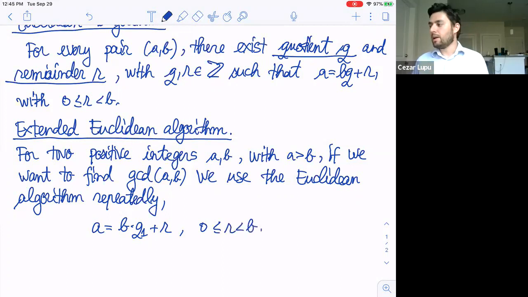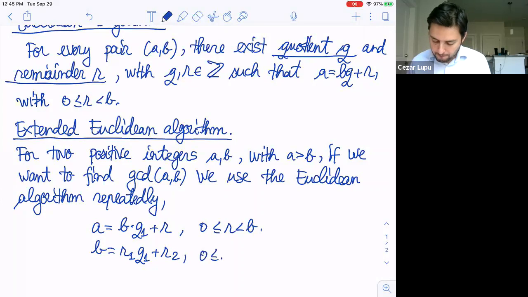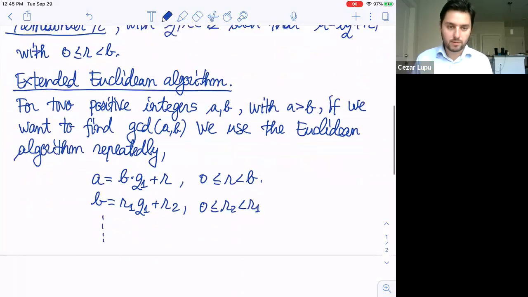Less than B, right? And now I'm going to repeat this. So I'm going to take B and apply the division algorithm to this. So this will be R1 times Q1 plus R2, right? With R2 less than R1, right? And I keep going like this until I get the remainder to be 0, right?